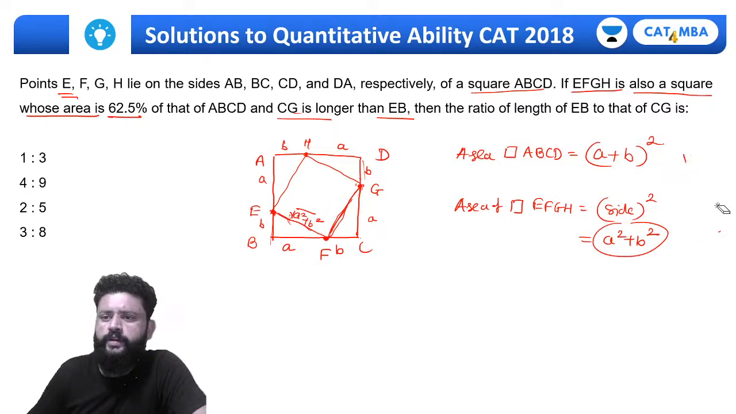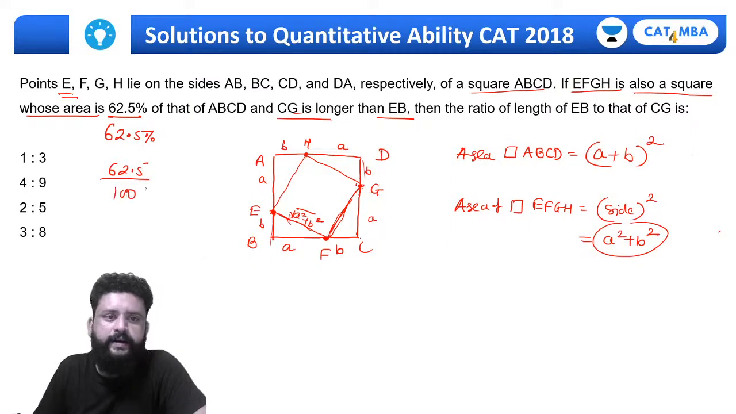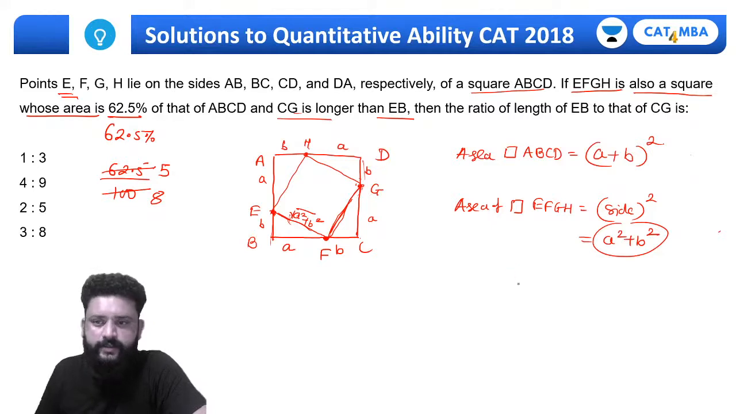What is the fraction of 62.5%? I'll just use the fraction here. What is 62.5%? 62.5 divided by 100. 12.5 goes into it as 5 parts and 8 parts, so this must be 5 by 8. So a square plus b square upon a plus b whole square must be in the ratio of 5 by 8.